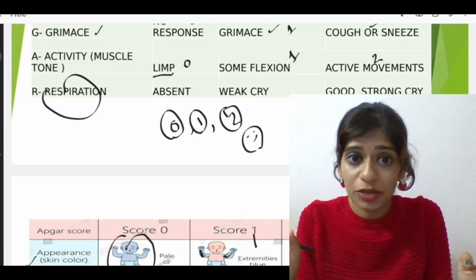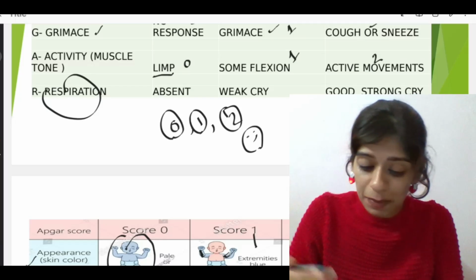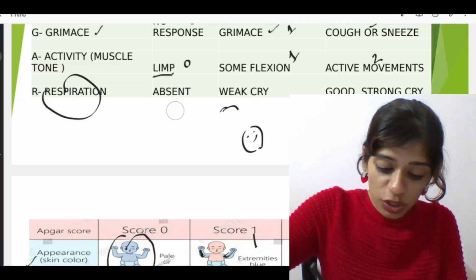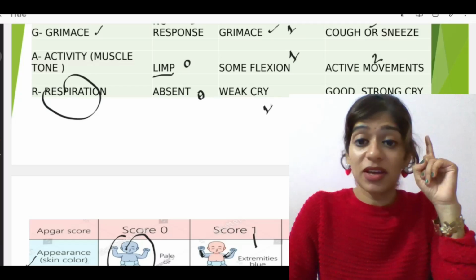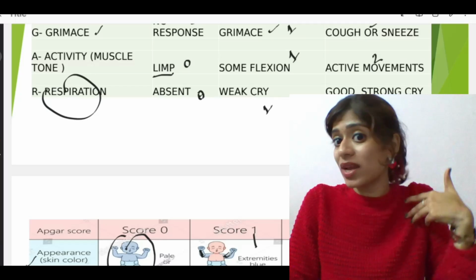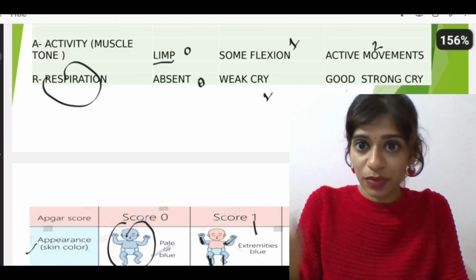If the respiratory efforts are absent, you will give a score of 0. If there is a weak cry, you will give a score of 1. If there is a good strong cry, it means the baby is breathing very well, so you will give a score of 2.